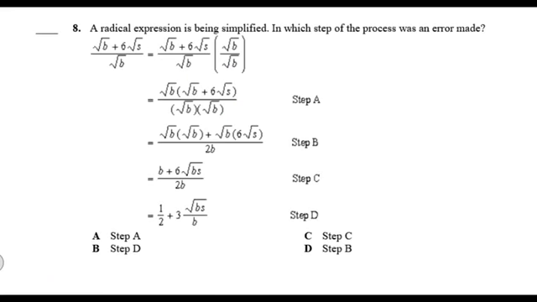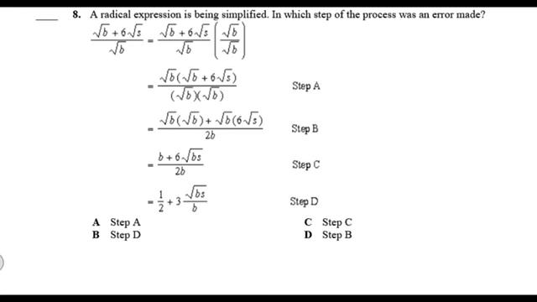Okay, number 8. A radical expression is being simplified. In which step of the process was an error made? All right, so what they did, they need to rationalize. So they just multiplied the top and bottom by root b in order to get rid of that square root there. So they went root b over root b. That's what happened on the bottom here. They wrote it a little different. They got the root b there and the root b there now.